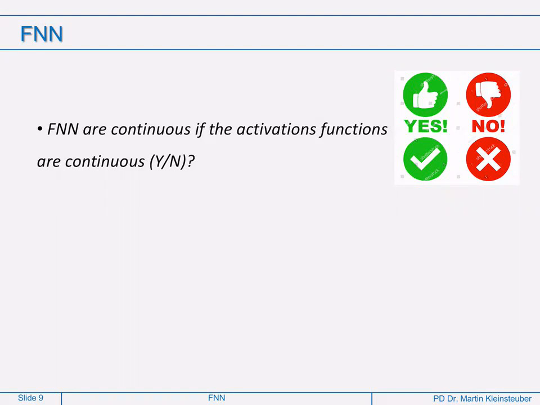Please vote now. Okay, the first have already voted. We have a 17-0 for yes, this is correct. Ryan, do you also think it's correct? Yeah, I can see the clear majority. That's the good thing about math: you don't care about the majority, you care about the truth. And here, the majority and the truth coincide. So we see that feed-forward neural networks, if we choose continuous activation functions, are continuous functions.